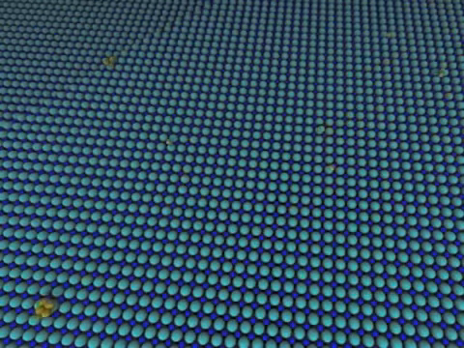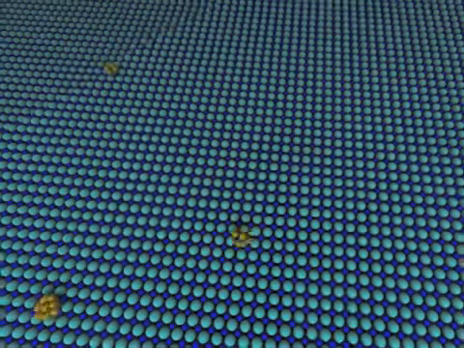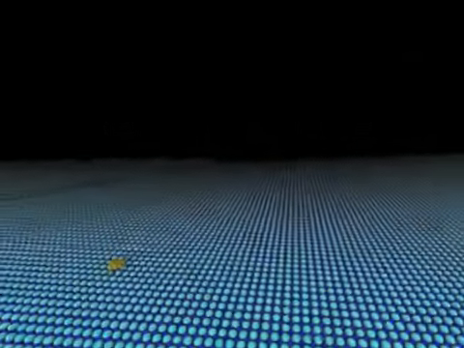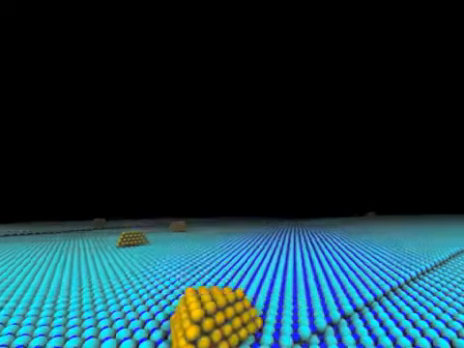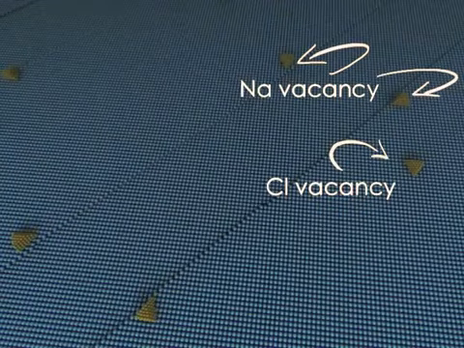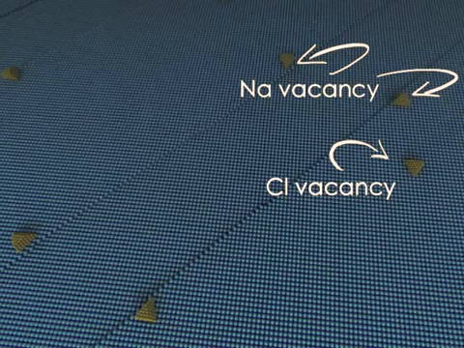In the experiments, gold is deposited on the sodium chloride surface as atoms. The gold atoms diffuse around until they find vacancies, forming nucleation centers for the clusters. The common defect on the terrace is the chlorine vacancy, while at the steps, sodium vacancies are more commonly found. This means that clusters that grow in different places should also behave differently.